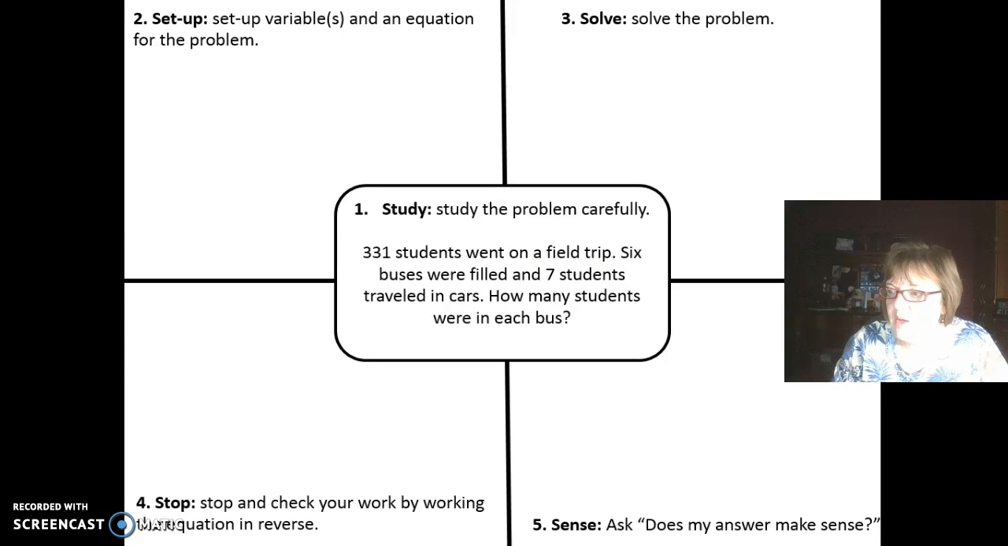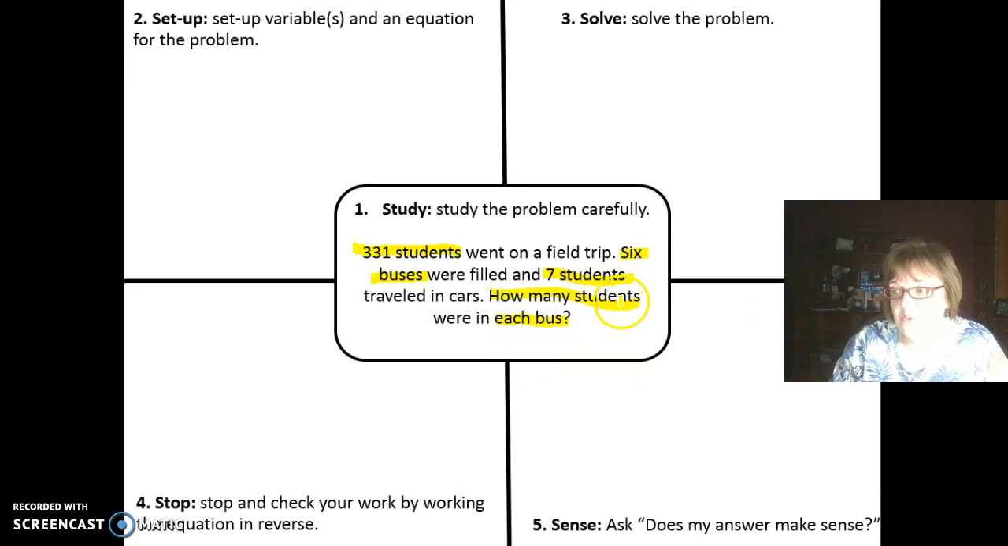All right, let's think about our important stuff first. What's important here? Well, the total number of students that went on the field trip, right? That's all of them. How many buses? That's an important thing. 6 buses. And that 7 students went in cars. And then, what do we want to know? We want to know how many students were in each bus.